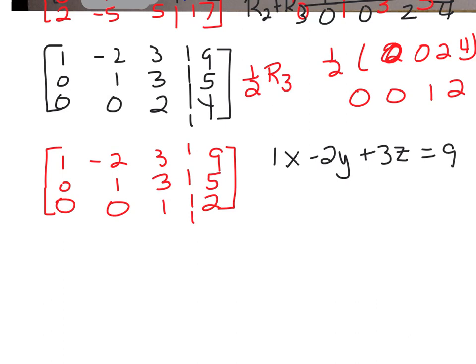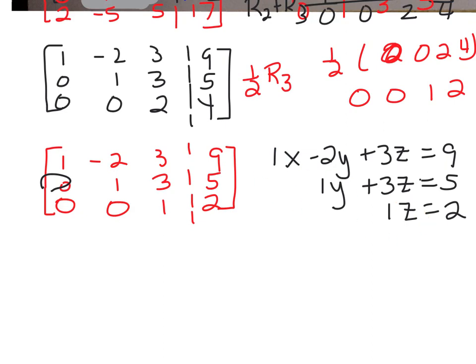Okay, next row. I have a 0 here, and then I have 1y, 3z, and then your equals 5. Okay, and then next I have a 0 here, that's 0x, 0y, so now it's 1z, and your equals 2. Okay, so now you see I have the row echelon form like I was doing before with Gaussian elimination. So now I'm going to use backward substitution.